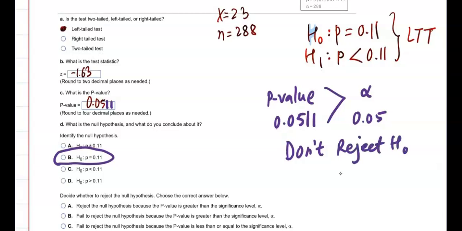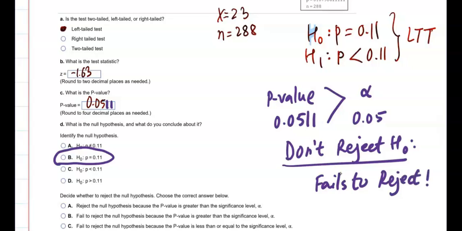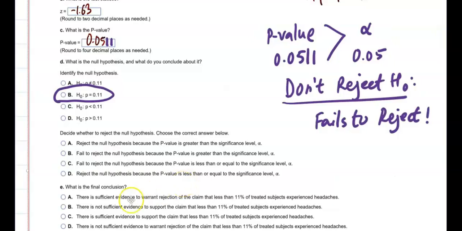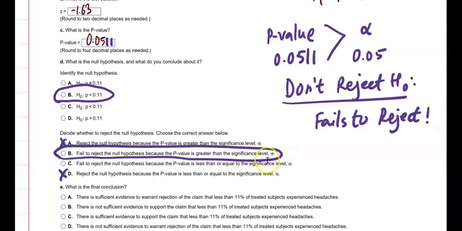Another phrase for do not reject is fail to reject the null hypothesis H0. So you choose the answer here. Reject is not the correct choice. So fail to reject the null hypothesis because the p-value is greater than the level of significance. That's obviously B here.